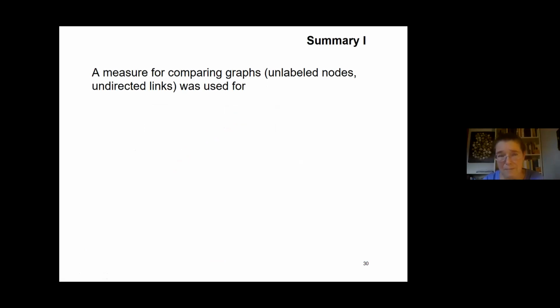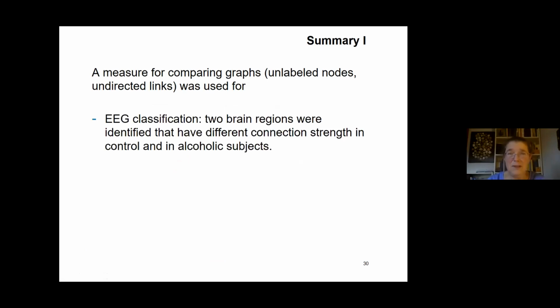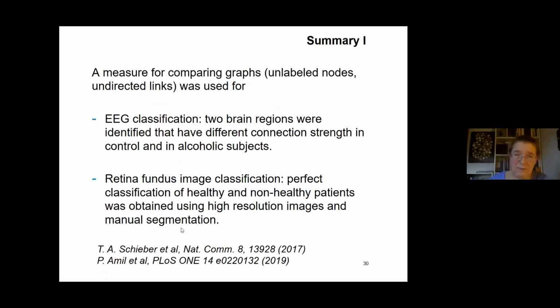So let me summarize briefly. We have used a measure to compare graphs which are unlabeled and undirected and have different numbers of nodes. We have used it for EEG classification and for retina fundus image analysis.